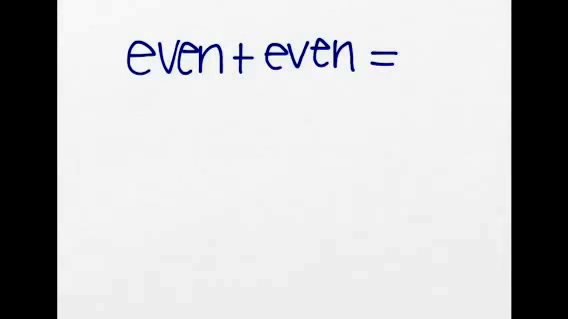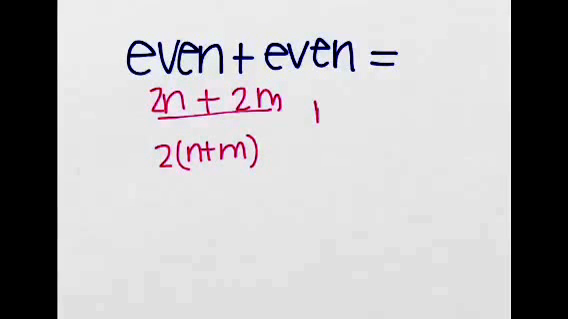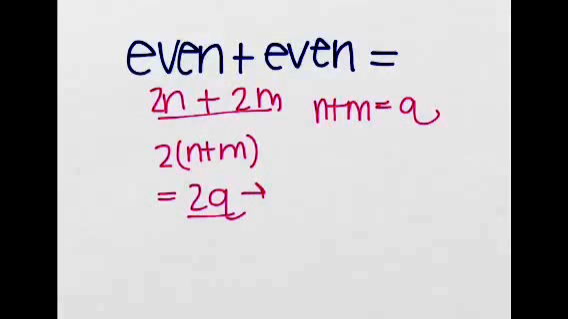Now what happens when you add an even number and an even number? Let's say that the first even number is 2n, and the second even number is 2m. Adding these together, we can factor out a 2 using the distributive property, so we have 2 times (n plus m). Now n plus m, as we said before, could be a whole number q, so this is equal to 2q, which is an even number. So even plus even is equal to even.